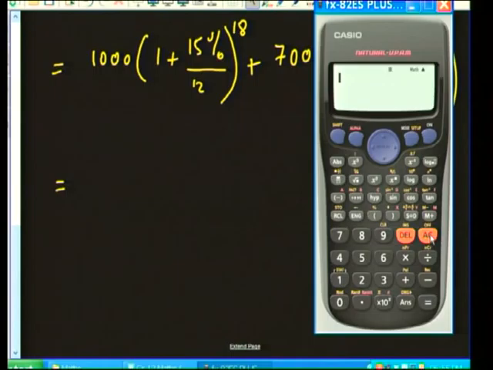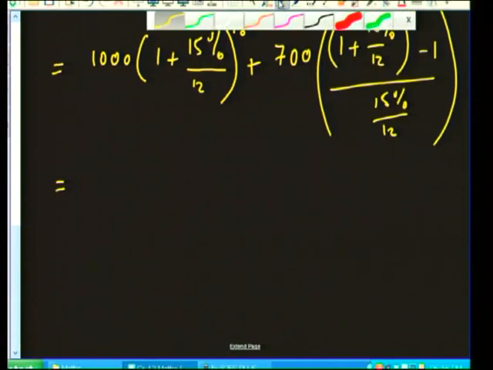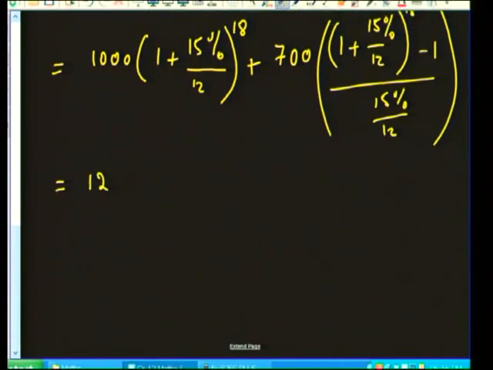So here we go. We've got our 1,000 Rand, which is our initial deposit. We're putting that in, and we have 15%, and we divide by 12 because it's happening monthly, and it's in for 18 months. So Nikki's quite lucky. She's going to pop out with 1,250 Rand and 58 cents.